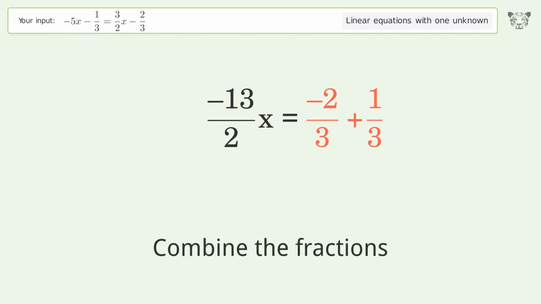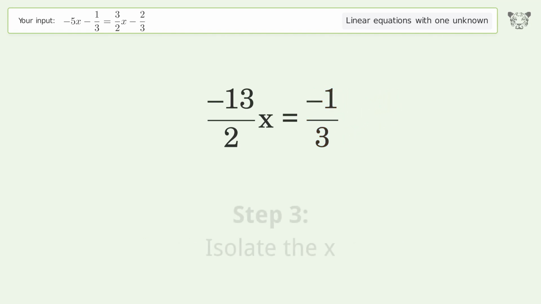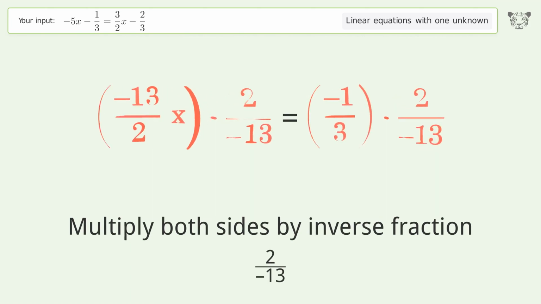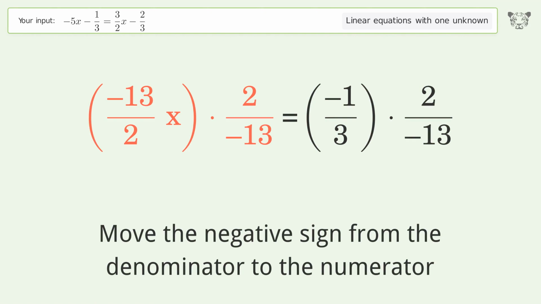Combine the fractions. Combine the numerators. Isolate the x. Multiply both sides by inverse fraction 2/13. Move the negative sign from the denominator to the numerator.